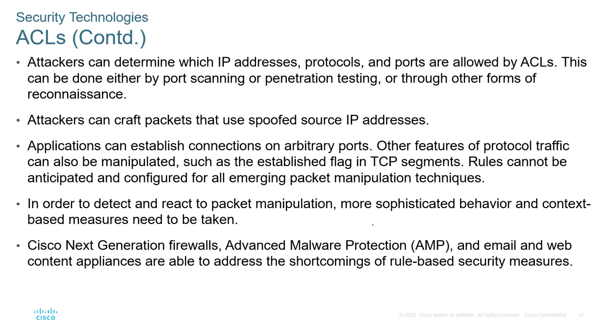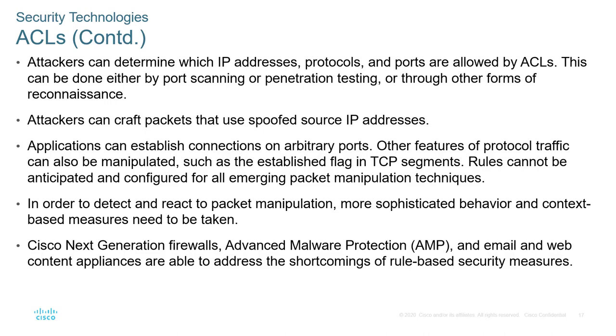So in order to detect and react to packet manipulation, you have to have something more sophisticated, in-depth planning in place. Cisco has things like the Next Generation Firewall. There's also the Advanced Malware Protection, or the AMP. We also have email and web content applications that are used to address some of these more rule-based security measures. Again, firewalls and IPSs are layered to help mitigate this behavior, but they're not 100%. They are additives to help reduce the possibility of a security concern.